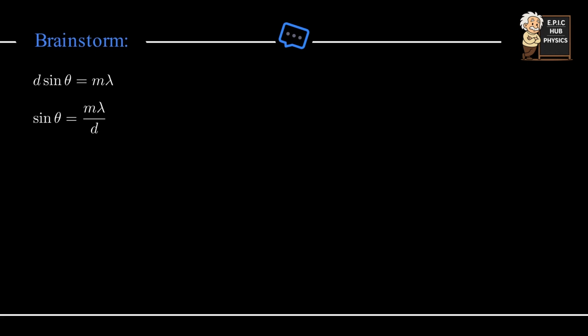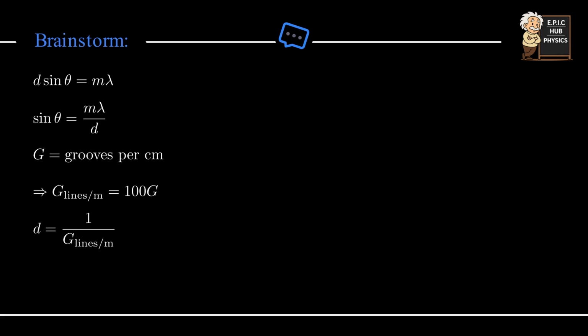Next, we relate the slit spacing d to the grating line density g. The grating is described as having g grooves per centimeter. To convert this into lines per meter, we multiply by 100, since there are 100 centimeters in a meter. So the line density in lines per meter is 100 g. The slit spacing d is the reciprocal of the line density. Therefore, d equals 1 divided by 100 g.